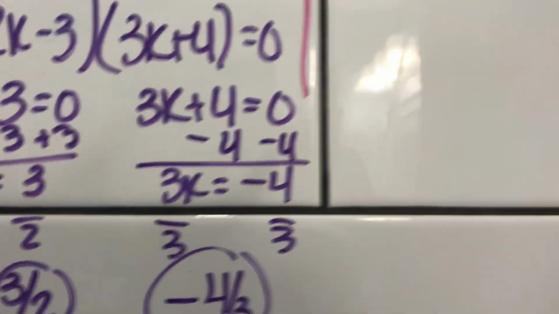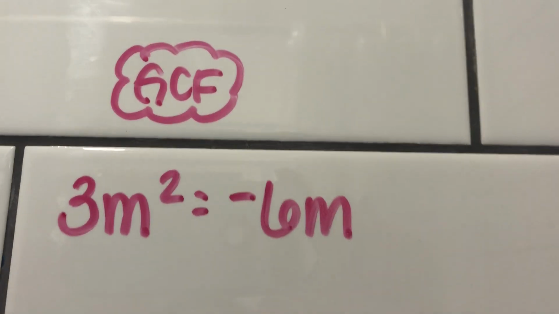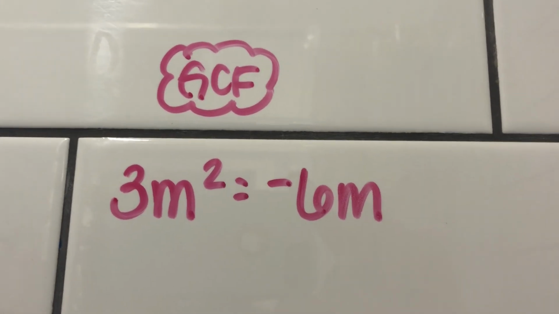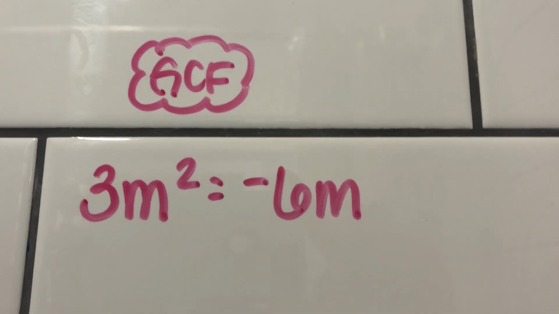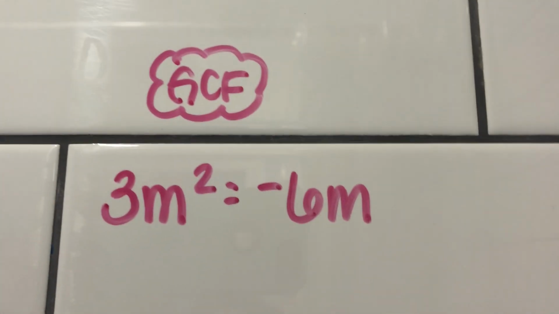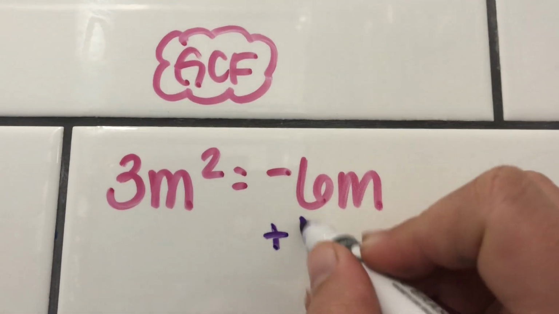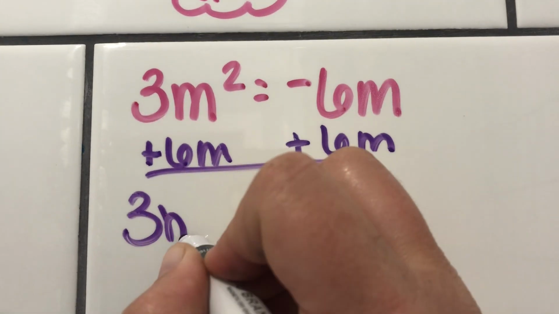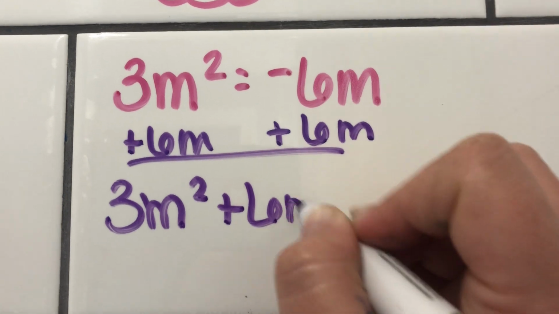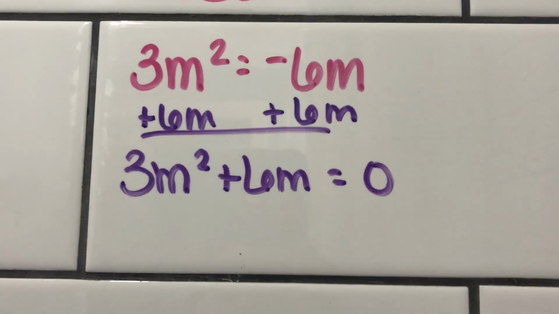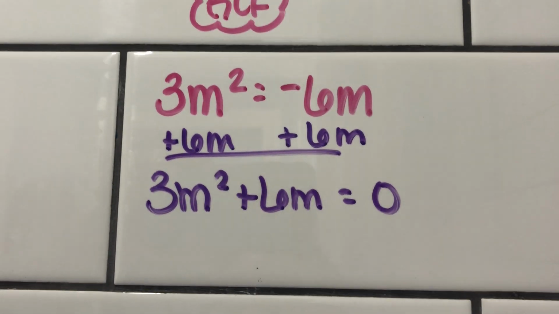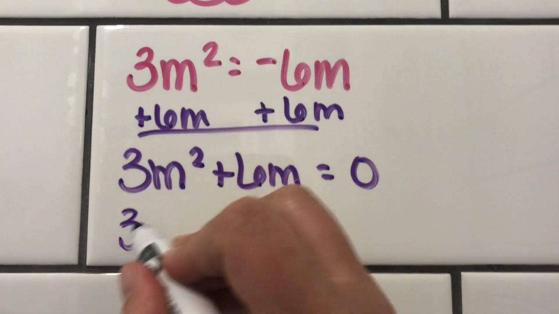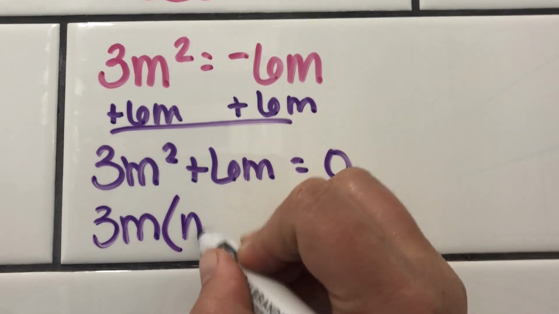The last one I chose is factoring out a GCF. And in the notes, it says that you need to make sure it's set to standard form before you do anything. So I need to set this equal to 0. You guys have been doing an awesome job with that. I would do that by adding 6m to both sides. And I'm left with 3m squared plus 6m is equal to 0. Now I have it in standard form, and I can factor out a GCF. In looking at this, I can pull out a 3m, and I'm left with m plus 2.